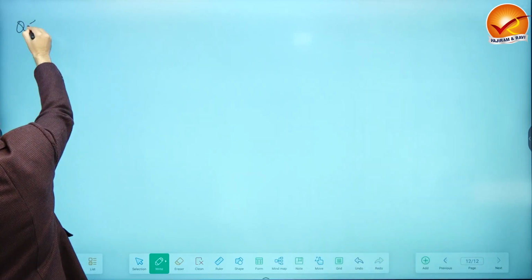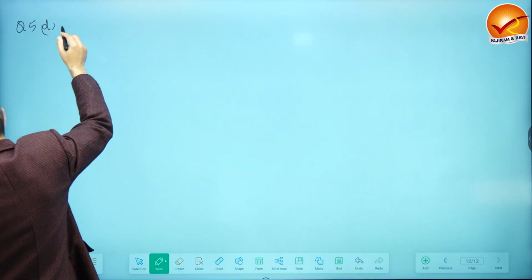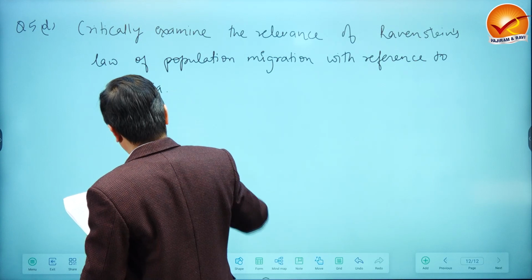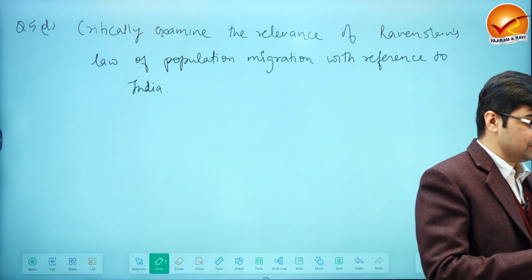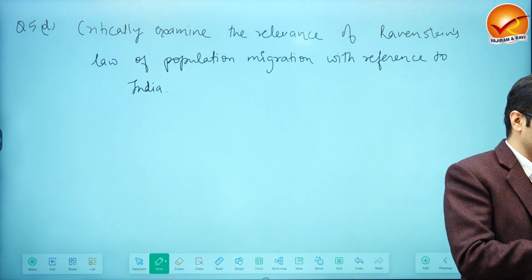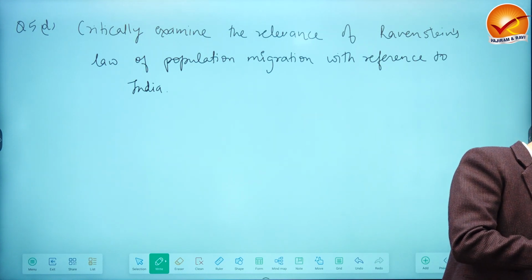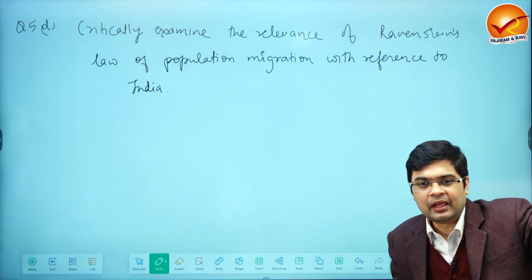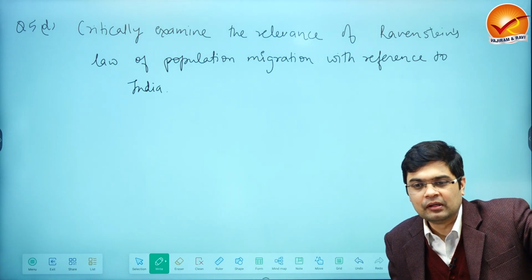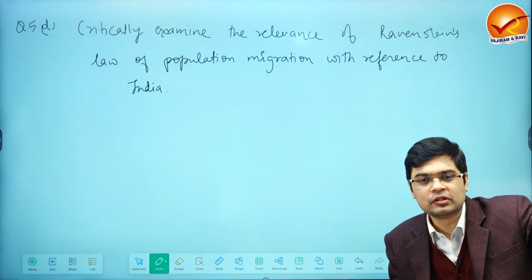5D. A 10-mark question: critically examine the relevance of Ravenstein's laws of population migration with reference to India. Critically examine means that you have to tell me how you have understood this topic.